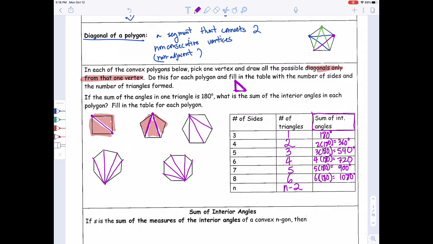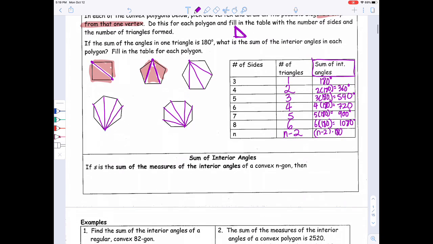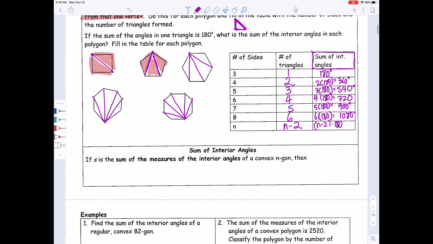If I were to write a formula, we would be taking the number of triangles multiplied by 180. So we can see that the number of triangles is n minus 2, so it would be n minus 2 times 180 equals your formula. So that is your formula for any polygon to find the sum of its interior angles. So if S is the sum of the interior angles of a convex polygon, so it must be convex, no concave polygons, then S equals n minus 2 times 180.